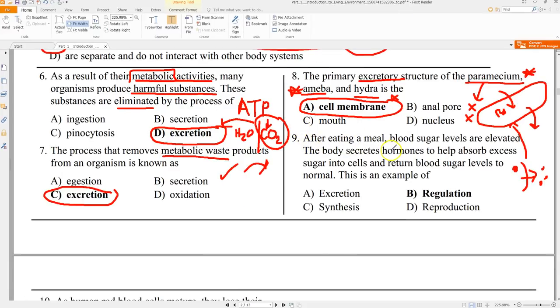Number 9. After eating a meal, blood sugar levels are elevated. The body secretes hormones to help. Here we go, secreting hormones. This is a chemical to help absorb excess sugar into cells and return blood sugar levels to normal. This is an example of regulation. Guess what regulation is also talking about? Homeostasis.